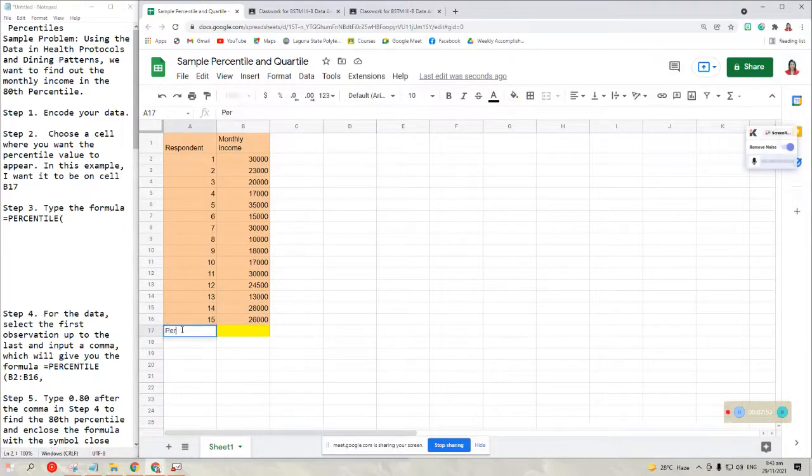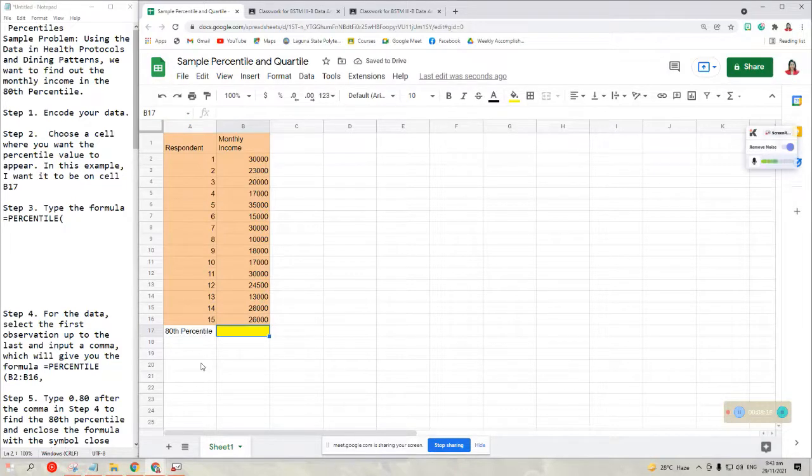Lagyan ko lang siya ng keyword dito para alam ko this is the location where I want my percentile to be. Pwede ko rin ilagay dito yung mismong position na niya, 80th percentile.